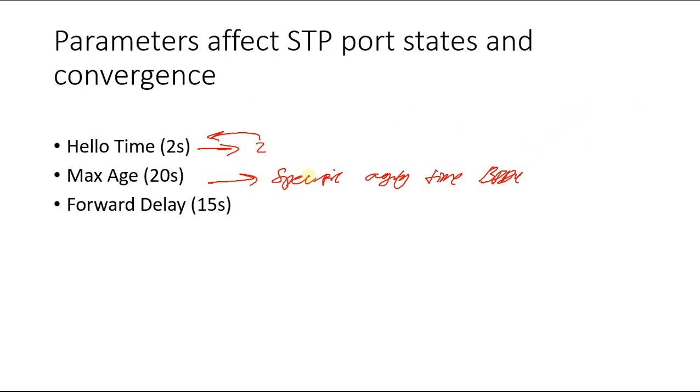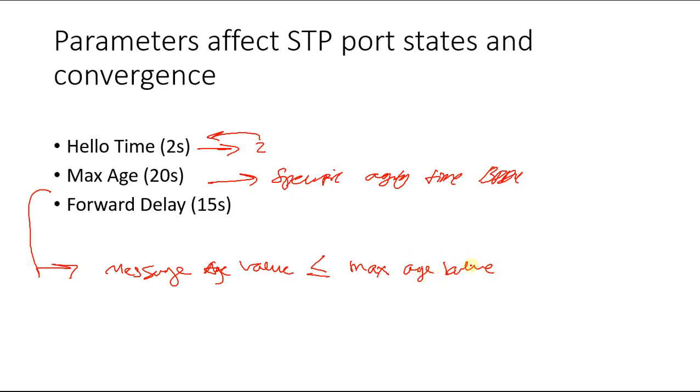If the message age value is smaller than or equal to the max age value, the non-root bridge forwards the configuration BPDU.